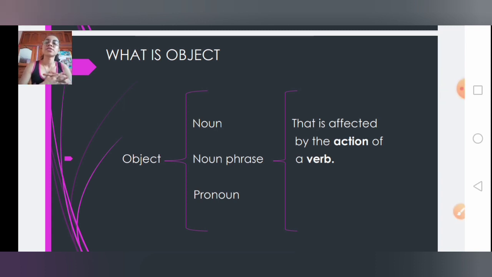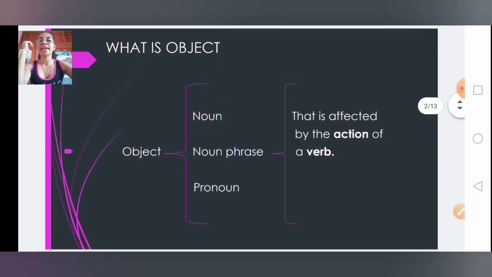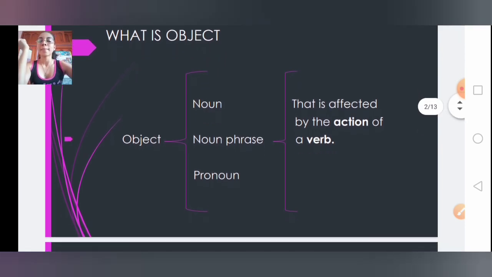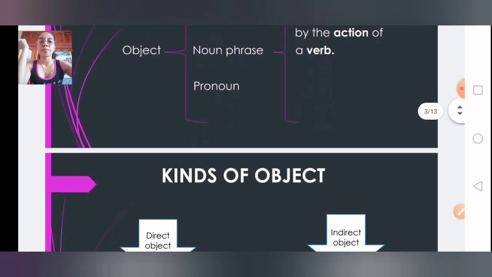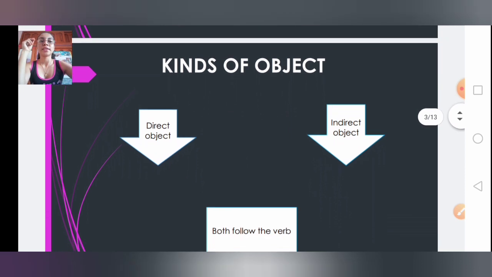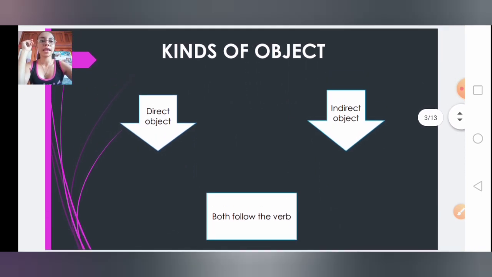We know that in English grammar, an object is a noun phrase or pronoun that is affected by the action of a verb. Objects give language detail and texture by allowing the creation of complex sentences, right? So there are two kinds of object: direct object and indirect object, and both follow the verb.